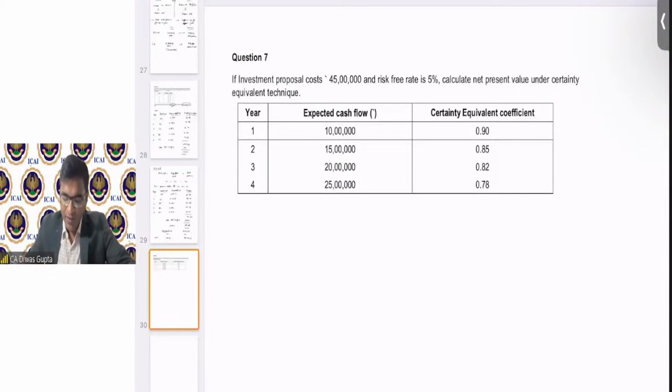Question number 7 states that if an investment proposal costs 45 lakh rupees and the risk-free rate is 5%, calculate the net present value under the certainty equivalent technique. So students, I will keep on touching up the concepts again.